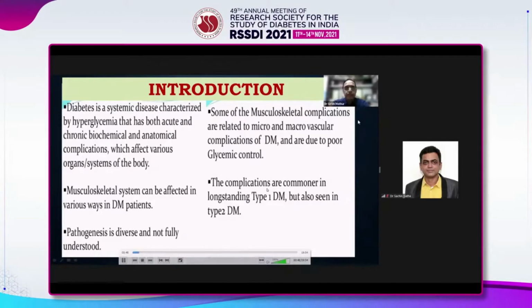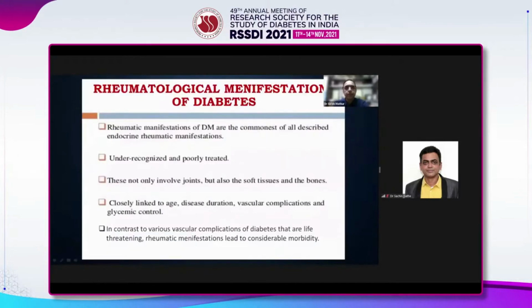The musculoskeletal system can be affected in various ways in diabetes patients. The pathogenesis of this involvement is diverse and not fully understood. Some of the musculoskeletal complications are related to micro and macrovascular complications and are due to poor glycemic control. The complications are commoner in long-standing type 1 diabetes, but are also seen in type 2 diabetes.